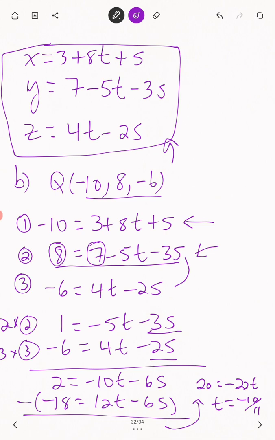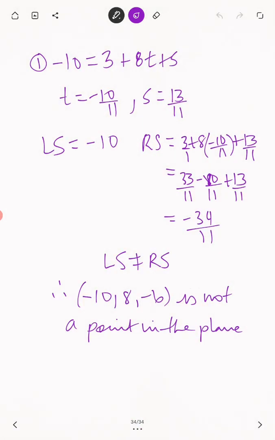Oh, looks like I'm good to go. All right. So there you go. It's not a point on the plane. Okay, Part C. Find the coordinates of two other points on the plane.